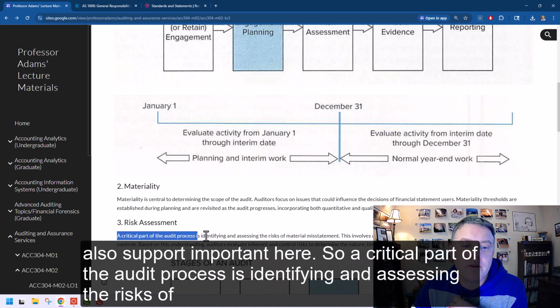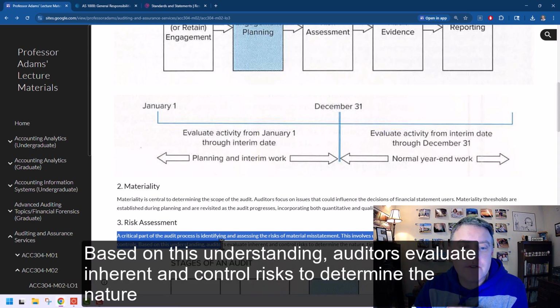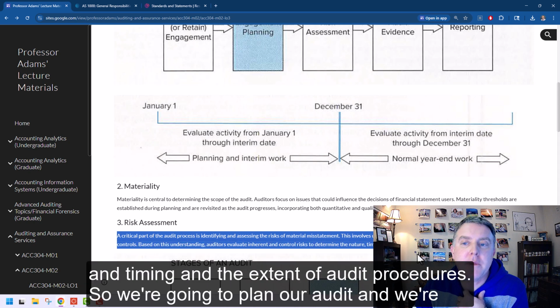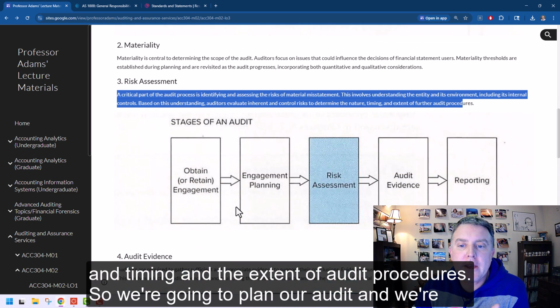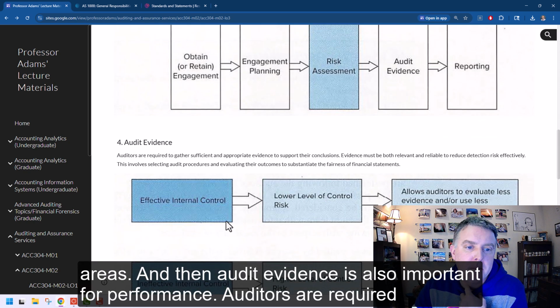So a critical part of the audit process is identifying and assessing the risks of material misstatement. This involves the understanding of the entity and its environment, including its internal controls. Based on this understanding, auditors evaluate inherent and control risks to determine the nature and the timing and the extent of audit procedures. So we're going to plan our audit, and we're going to choose to spend our time auditing, or more time auditing, the risky areas rather than the low risk areas.